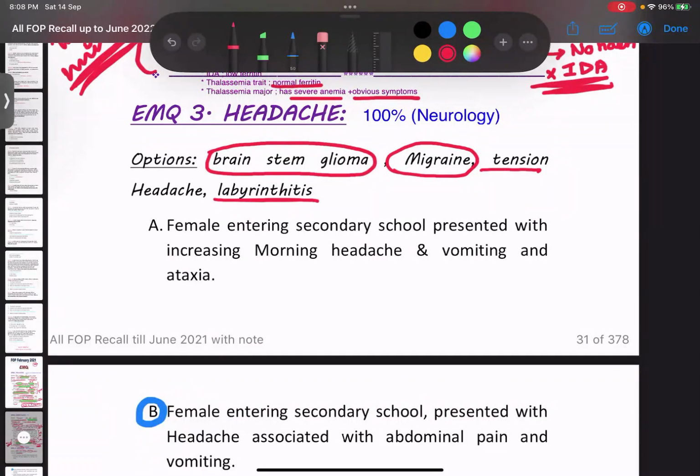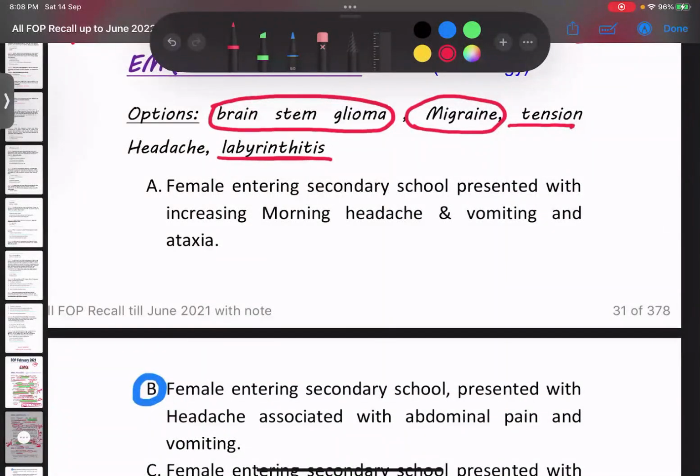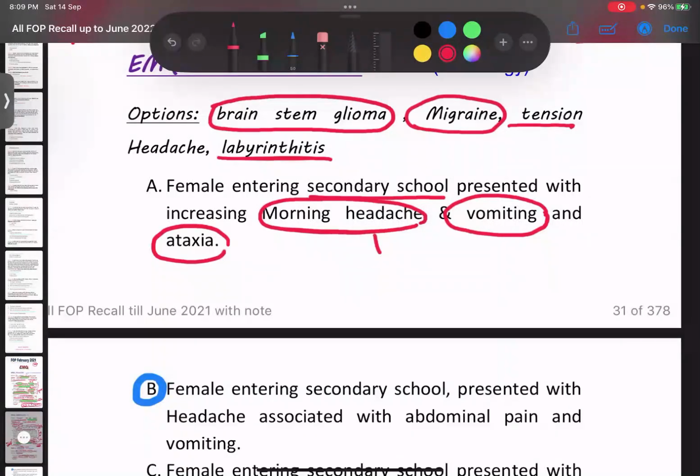Now let's see what happens. First scenario, they gave a female entering secondary school. Entering secondary school means she is in 6th standard, right? She is probably 11 or 12 years old. Presented with increasing morning headache and vomiting, along with that, ataxia. So we know morning headache and vomiting are absolute features of brain tumor. But which brain tumor? They're making it more specific by saying ataxia.